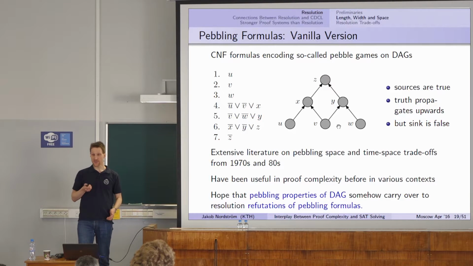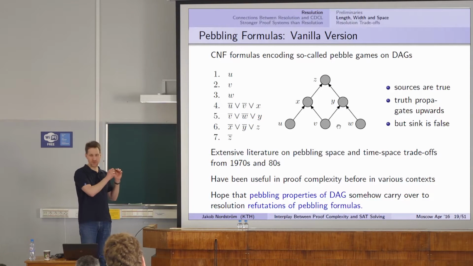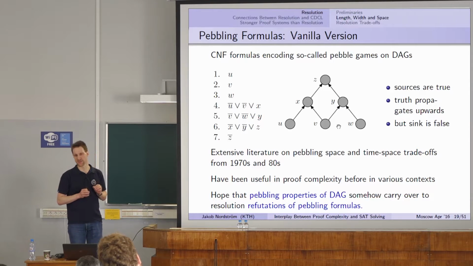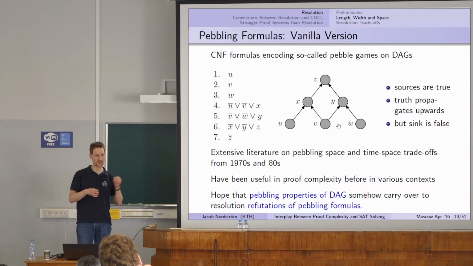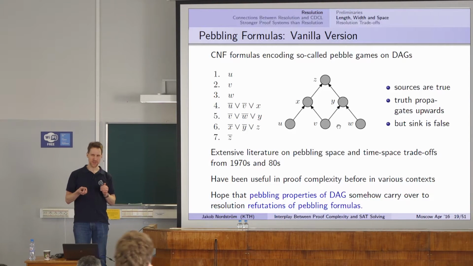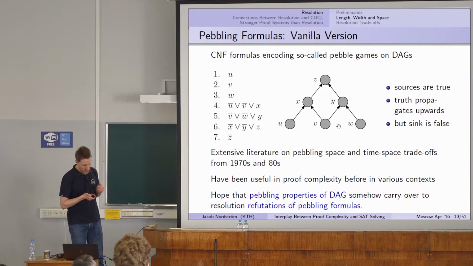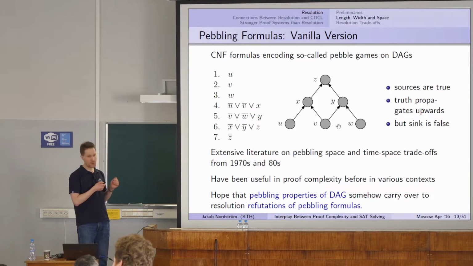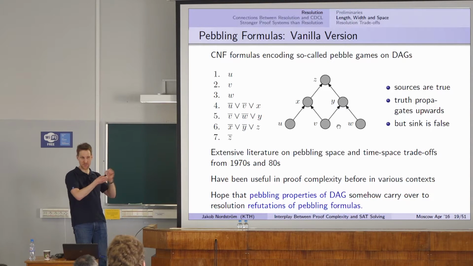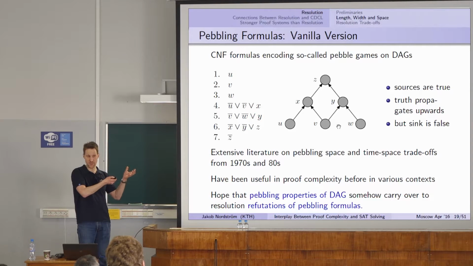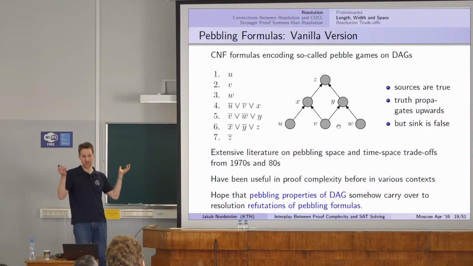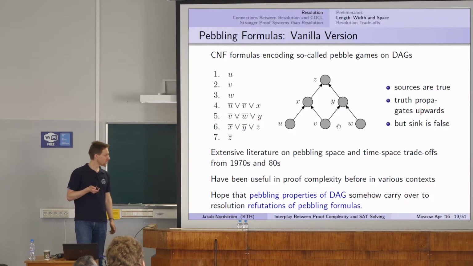And there's an extensive, I don't have time to tell you, but this comes from so-called pebble games played on these graphs. And there's an extensive literature from the 70s and 80s, and space lower bounds, time-space trade-offs, a lot of wonderful results. And these are sort of things that we'd like to prove in proof complexity also. So you could say, well, if we're really lucky, we take a graph with some nice time-space properties, we do this construction, and maybe we get something that has the same properties in proof complexity. Wouldn't that be great? And it would be great.